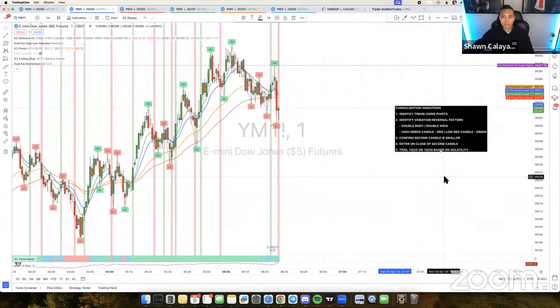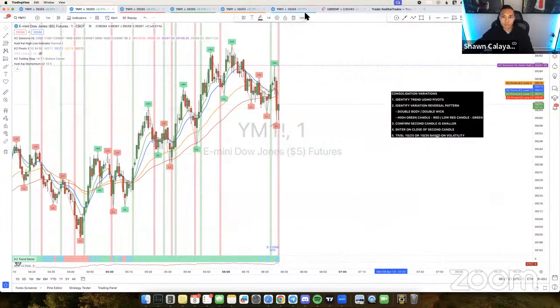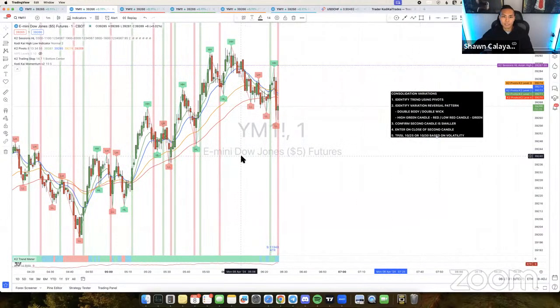And for this specific strategy, it's for consolidating markets. So it's going to be pretty much self-explanatory. That's what we're going to be looking for. So I'll show you guys some examples when they come up. Like this right here might be an example as it comes up right here.